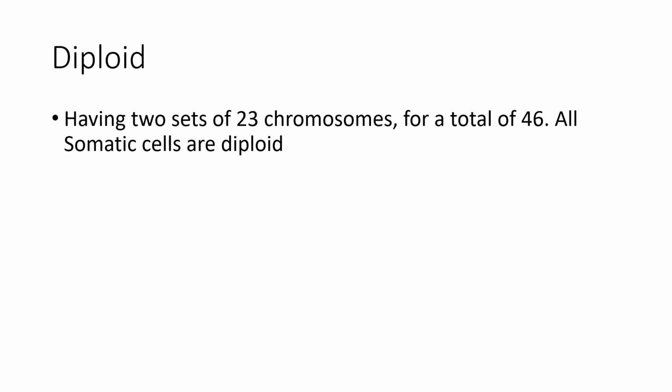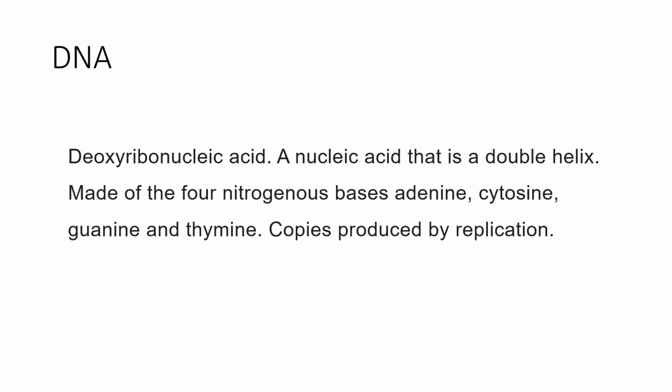Diploid, having two sets of 23 chromosomes for a total of 46. All somatic cells are diploid. DNA, deoxyribonucleic acid, a nucleic acid that is a double helix made of 4 nitrogenous bases: adenine, cytosine, guanine, and thymine, copies produced by replication.